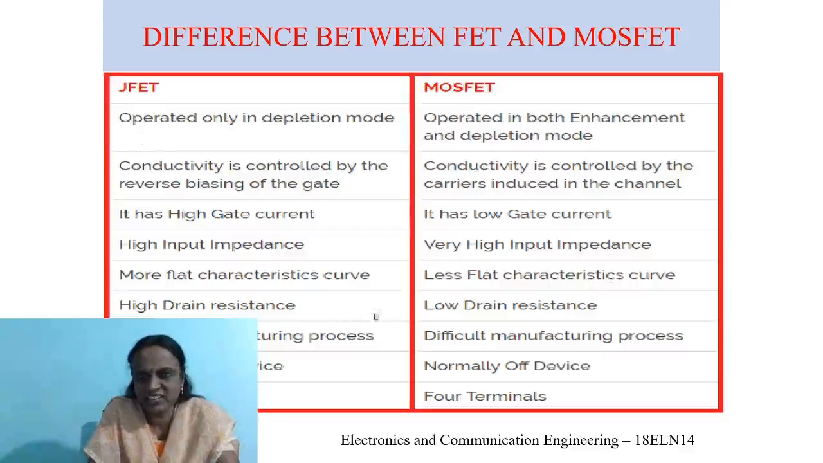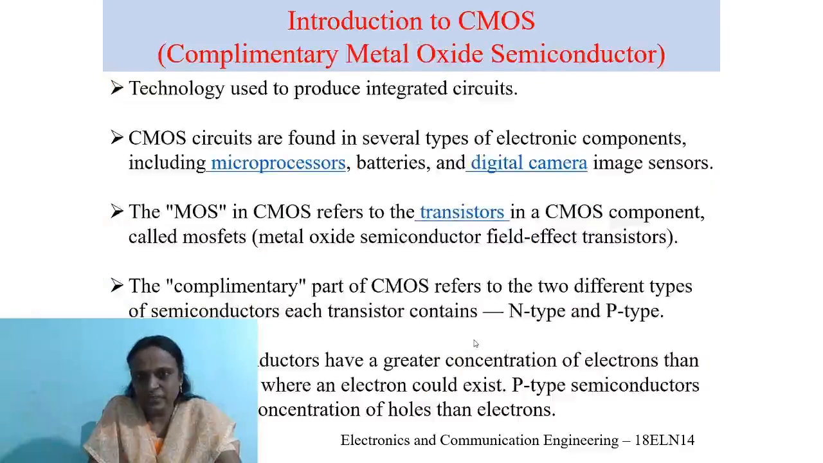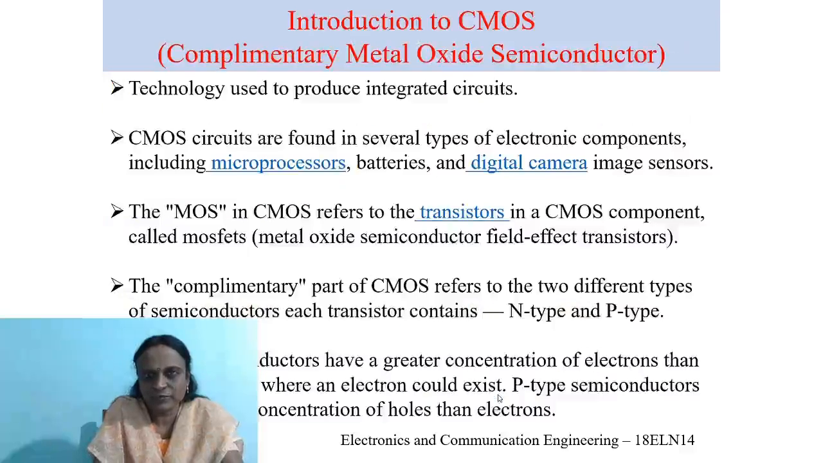JFET has high drain resistance, MOSFET has low drain resistance. JFET is simple in the manufacturing process, whereas MOSFET is difficult in the manufacturing process. JFET is normally an on device, whereas MOSFET is normally an off device. Of course, JFET is a 3-terminal device, whereas MOSFET is a 4-terminal device.